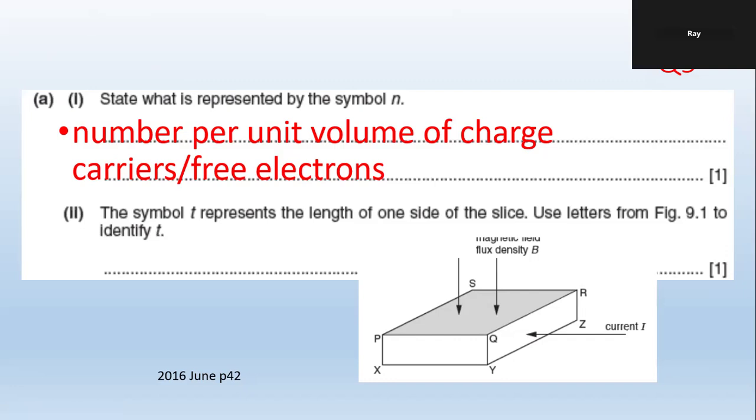The symbol T represents the length of one side of the slice. Use the letter from figure 9.1 to identify T. Where is T? Not XY, that is always parallel to the field. Thickness is always the thinnest. Tx or Qy or Rz.